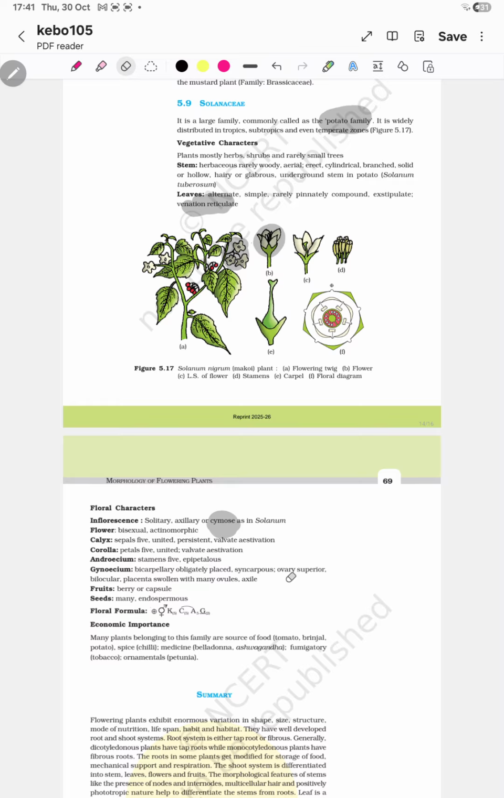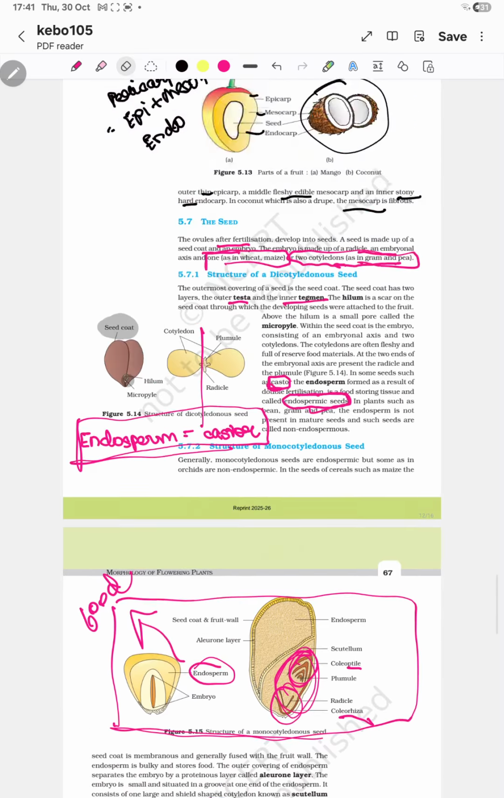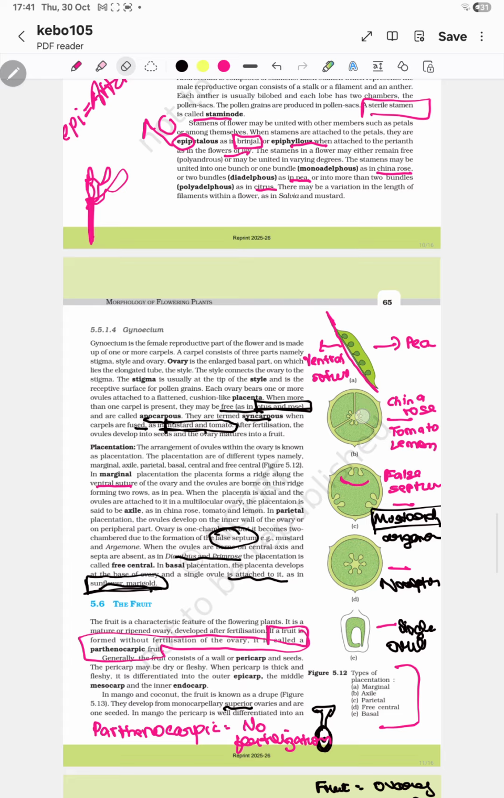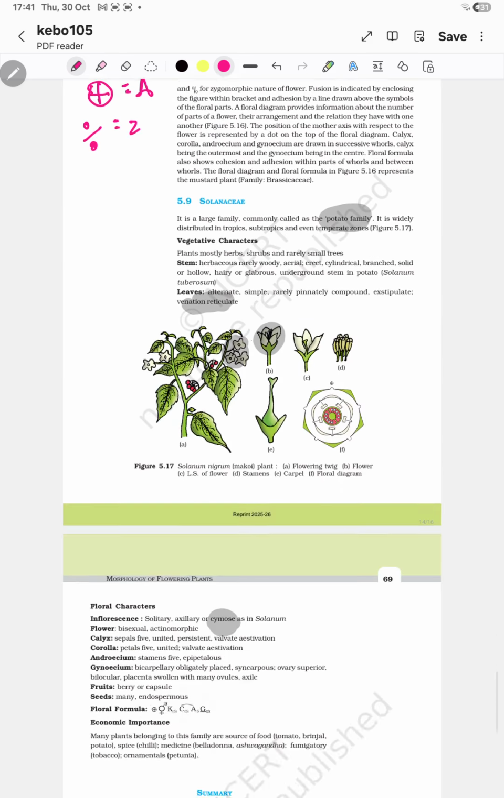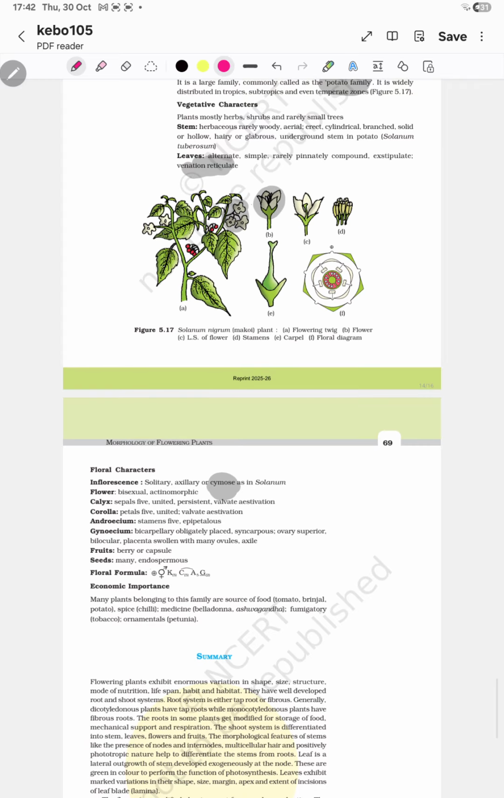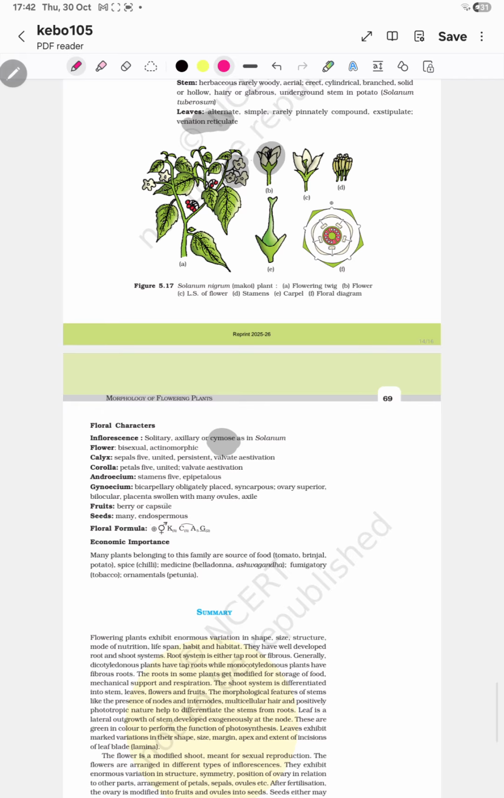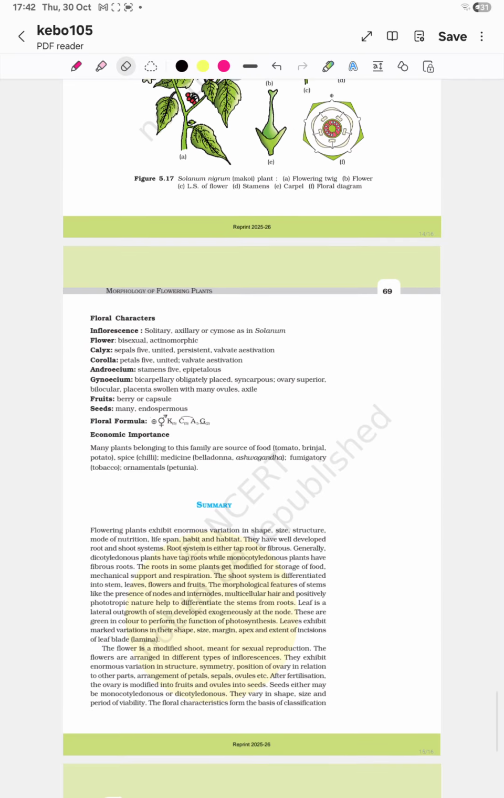Superior ovary, hypogynous, bilocular, 2 cavities, swollen with axile placentation. Axile placentation, you see, it is divided into many cavities. Correction is syncarpous, it is fused, it's not free. I don't know why I said that. Okay. Fruit is berry or capsule. There are 7 types of fruits, which I do not recall at the moment. You must go through them in your NEET classes. Many seeds, endospermous. There is endosperm.